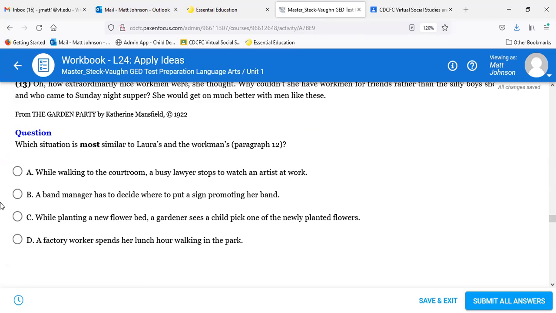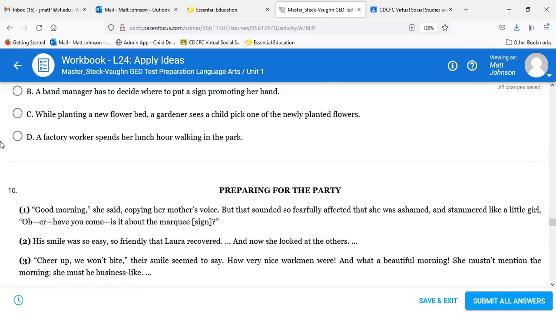Is it A? It's A, right? Walking to the courtroom, a busy lawyer stops to watch an artist. So she's doing her thing, but she sees these men working and appreciates them. So A for number 9.